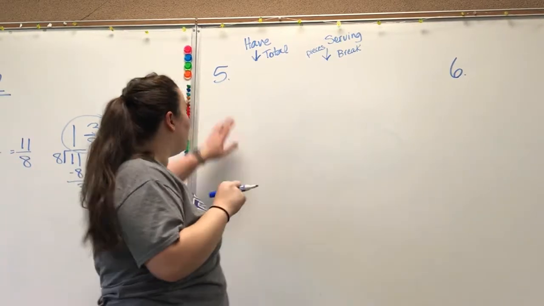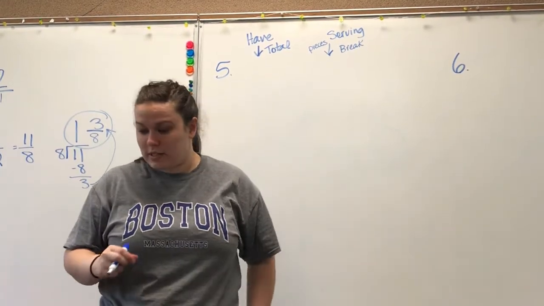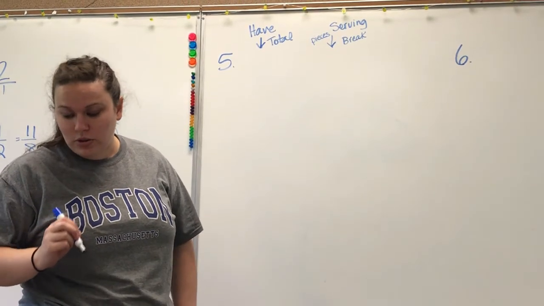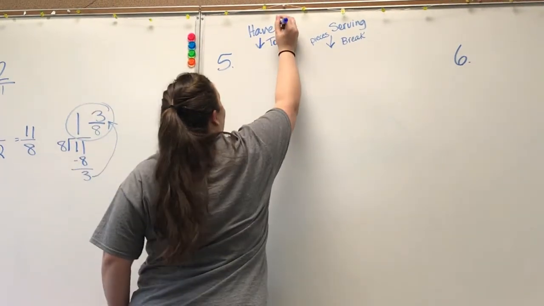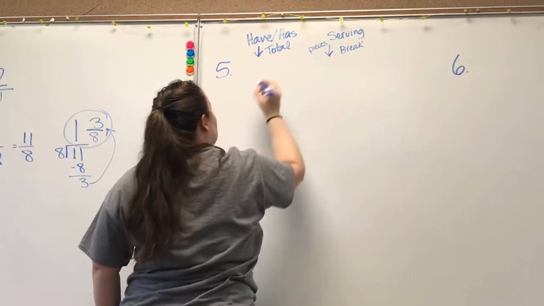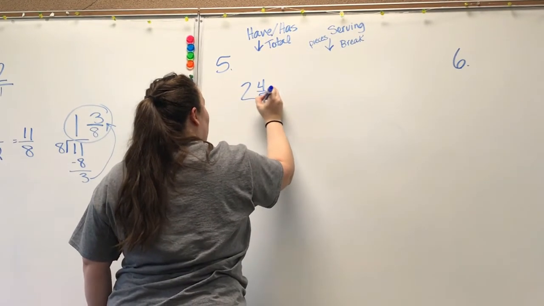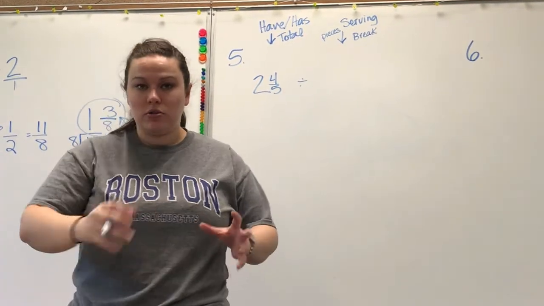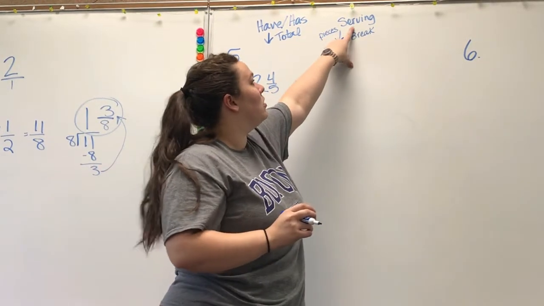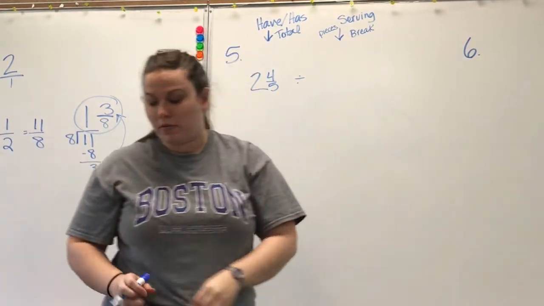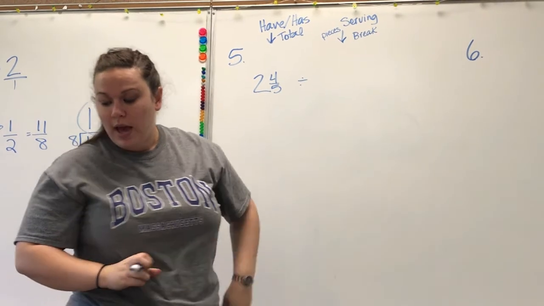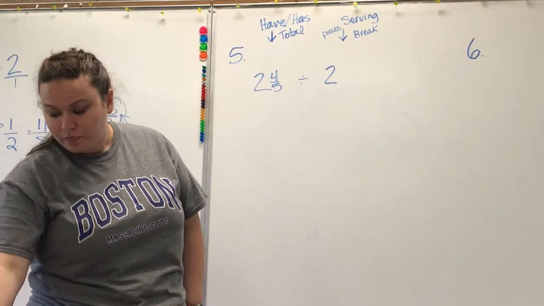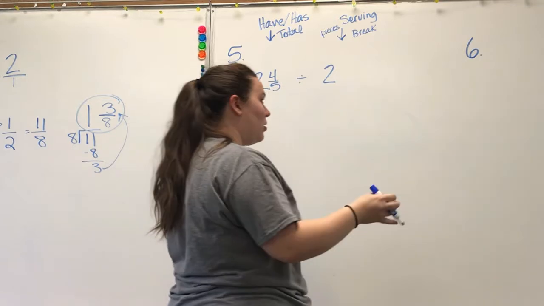So, for example, on number 5, on page 117, it says Marty has 2 4/5 quarts of juice. That is what he has. You can put have or has. So that was 2 4/5 quarts of juice. And he pours the same amount, so those are the servings or the pieces, or he's breaking it up into different bottles, and he pours it into 2 different bottles. Okay. How much does he pour in each bottle?